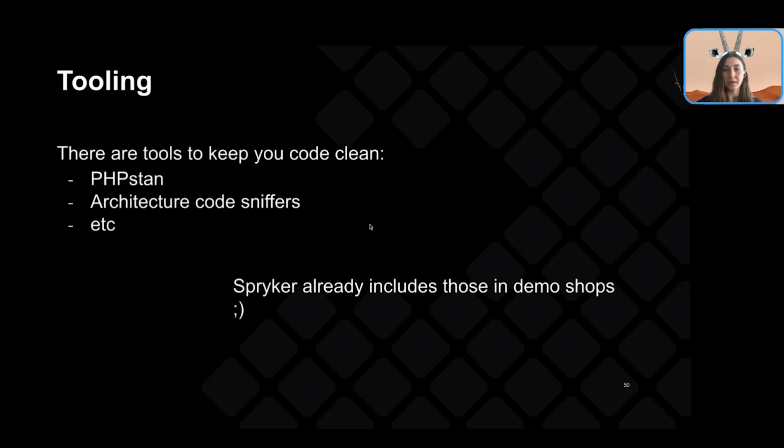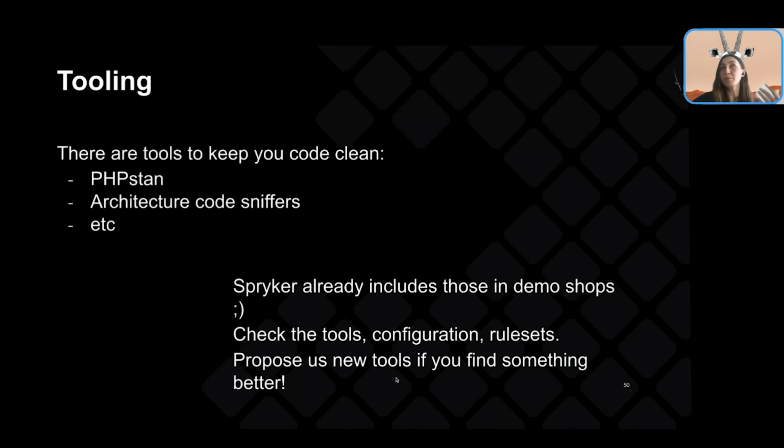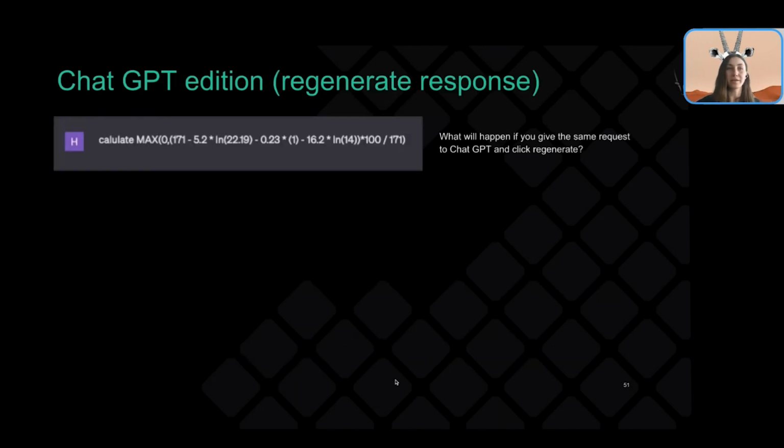And those are already included in the demo shops as well. Check tools, configuration, and rule sets, because something that we have out of the box is still something that we have for demo shops. Check the configuration and rule sets to make sure that they fit your specific project and project development and basically your internal rules in your company. Feel free to change them. That's totally fine. And propose a new tool if you find something interesting.